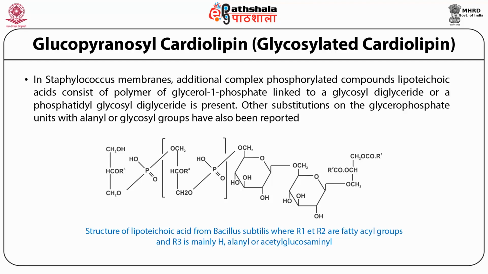The structure shown here of lipoteichoic acid is depicted from the bacterium Bacillus subtilis, and if we look at the structure, the R1 as well as R2 positions have fatty acyl groups, and the R3 position contains hydrogen, alanyl, or acetyl glucosamyl group.